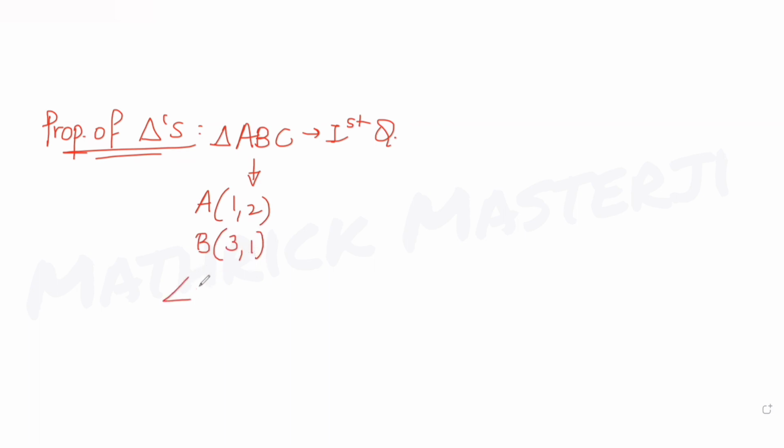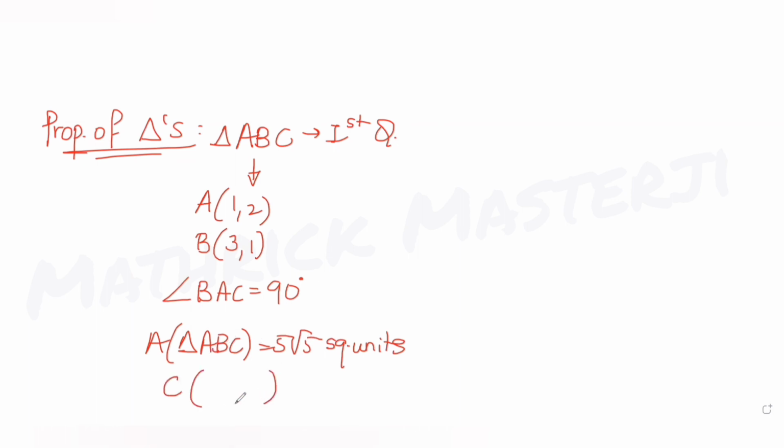And they are telling us angle BAC is 90 degrees and the area of triangle ABC is 5 root 5 square units. We have been asked to find the abscissa of the vertex C. Abscissa is nothing but the x coordinate and ordinate is nothing but the y coordinate. So basically they are asking you to find the value of the x coordinate of the third vertex C of this triangle.